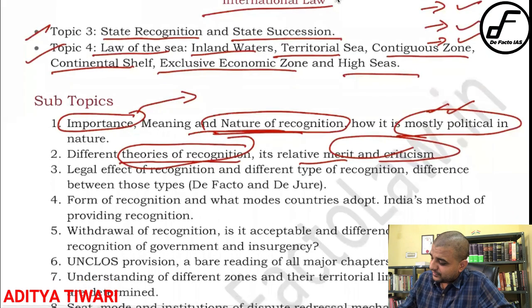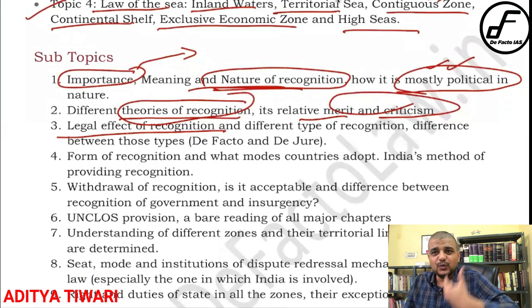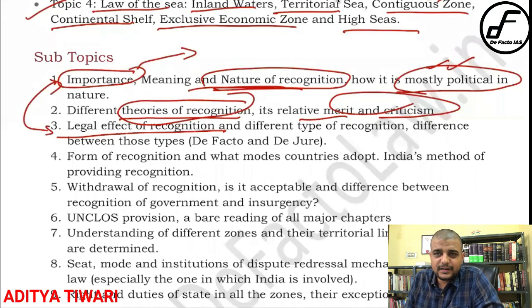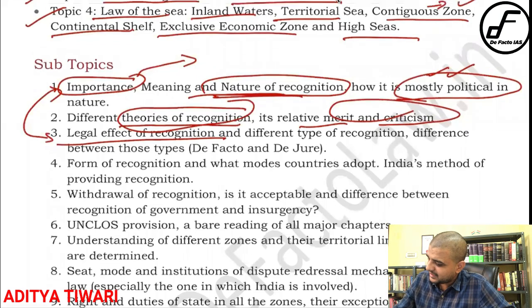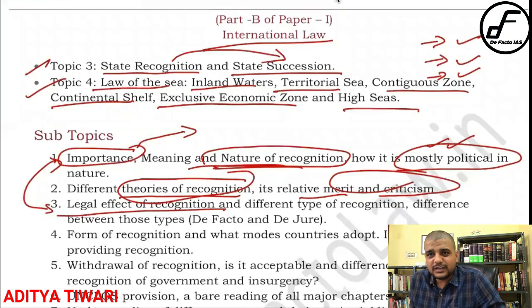Then the legal effect of recognition. What happens when you are recognized, right? The first effect I have already told you in the importance part itself: you acquire international personality, you become politically sovereign. It enables you to enter into treaties with another party. Or it also gives you the rights of the predecessor state. That is why you will see that state succession is written along with state recognition.